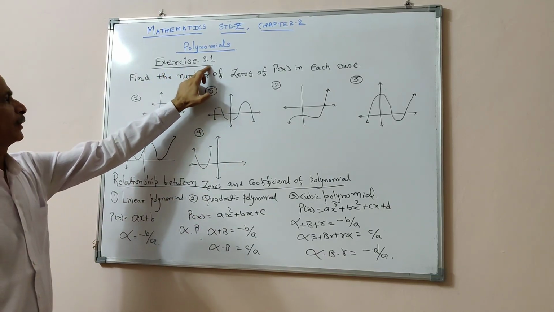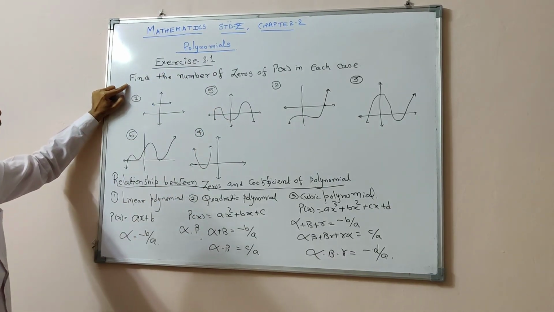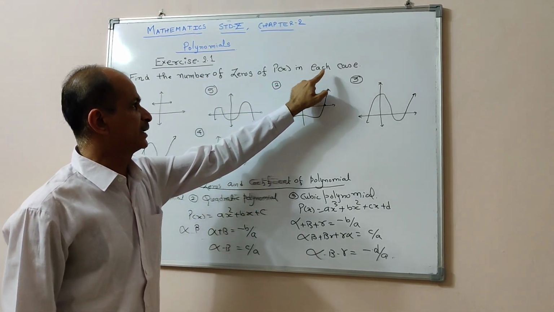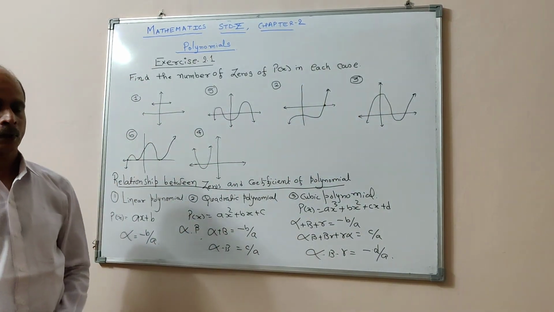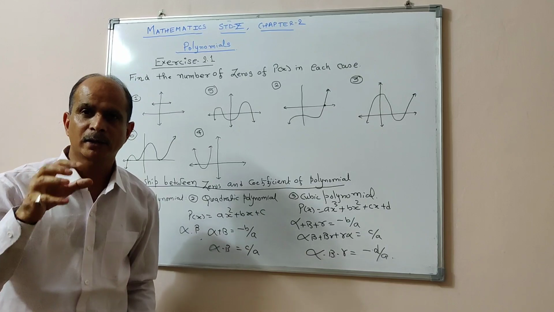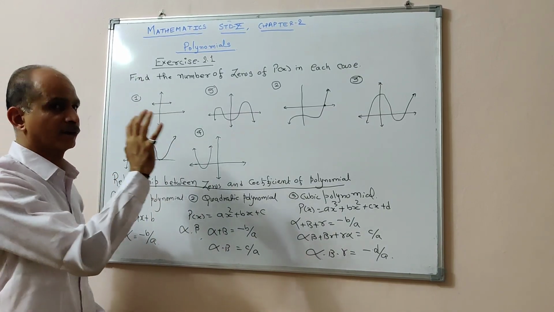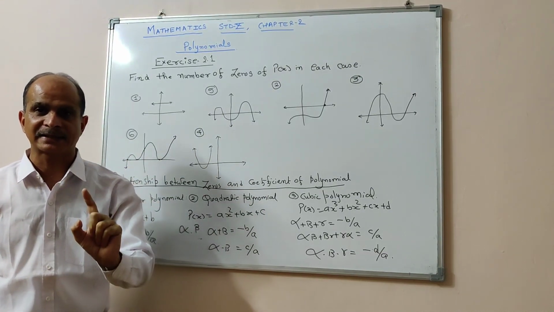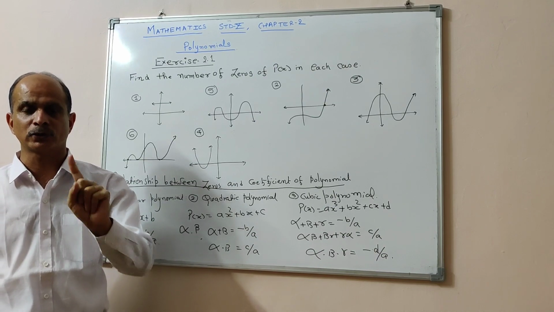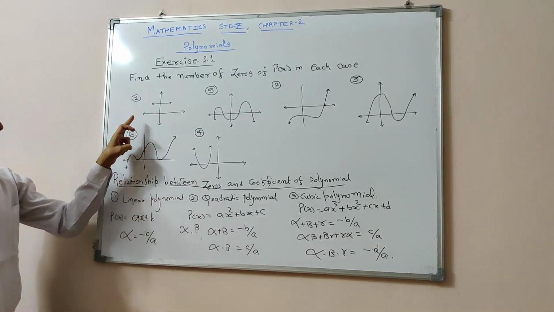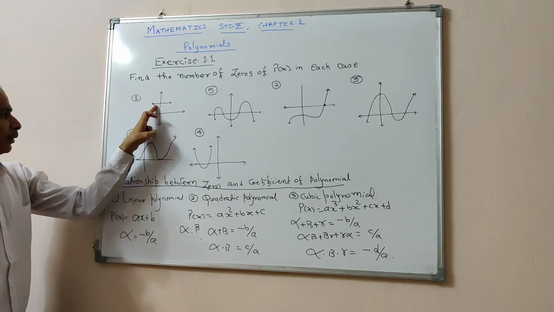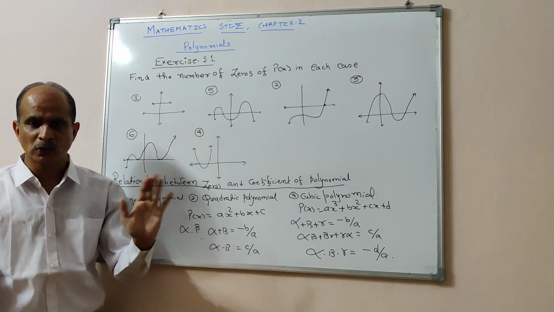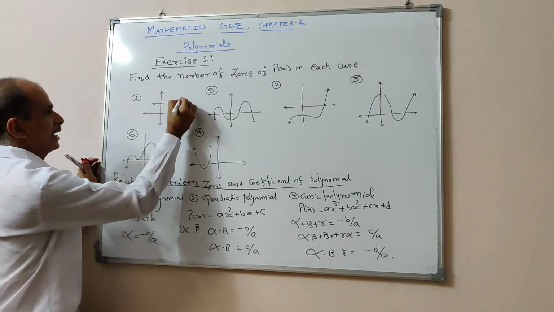Exercise number 2.1. The first example. Find the number of zeros of p(x) in each case. You know how to find out the number of zeros from given graphs. You know the intersection of this graph with x-axis is known as zeros. So in the first graph, the graph does not intersect x-axis, and that's why it has no zero.